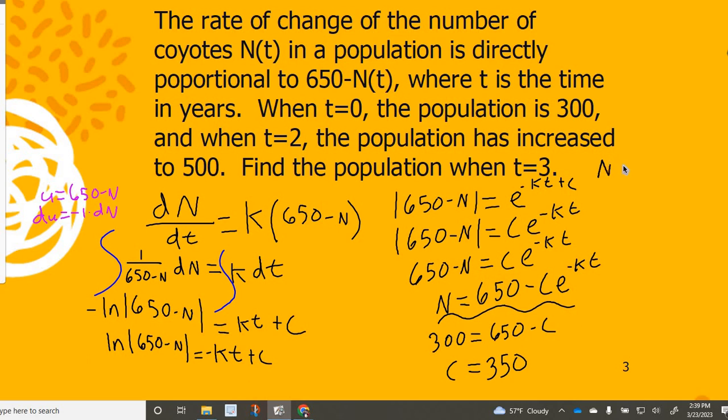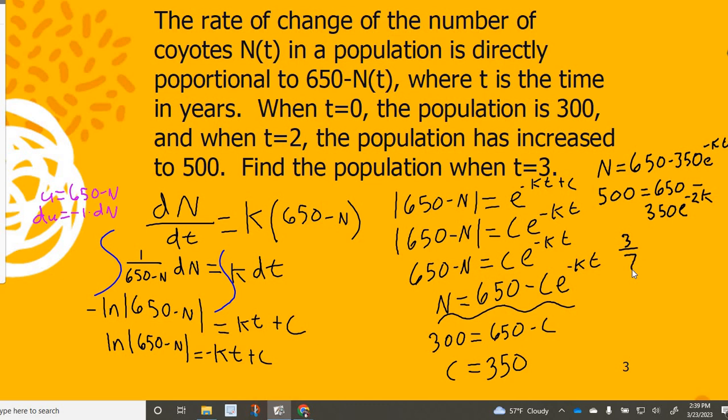So we have n equals 650 minus 350, and we're going to use our second piece of information, right? So 500 equals 650 minus 350 e to negative 2. So then we would need to subtract 650, divide by 350, and we get 3/7.